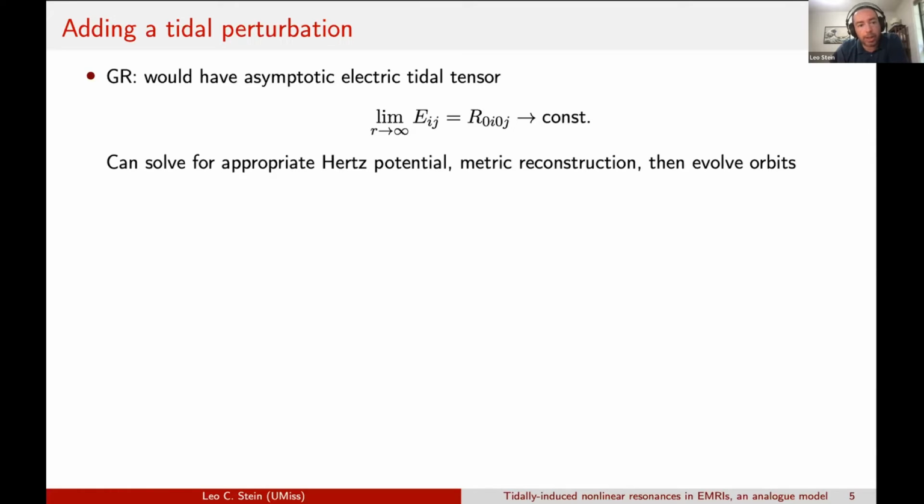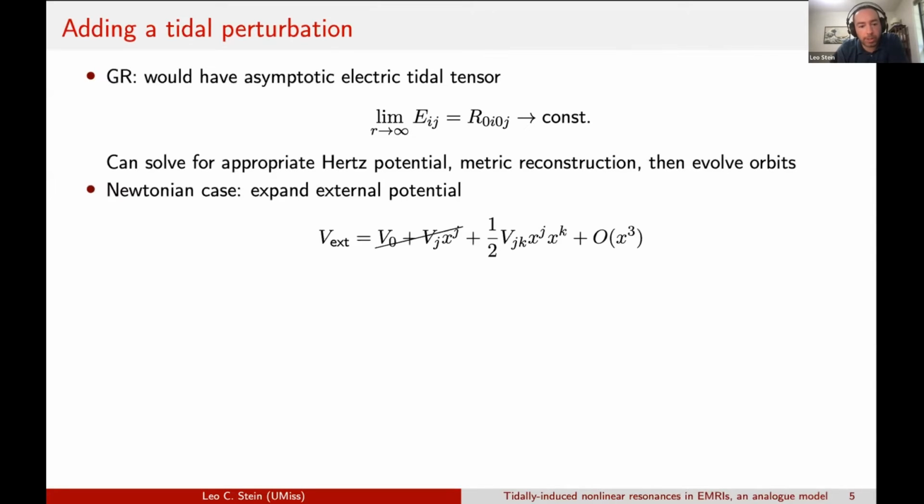Okay, and so what about adding a tidal perturbation? In GR, you would have some asymptotic value for the tidal tensor. And you can do the full thing in GR by finding a Hertz potential and then doing metric reconstruction. Then you would have a metric, and you would evolve an orbit in that perturbed metric. But we're not doing that. We're just doing the easy thing. So the Newtonian case, you would expand the potential of the external universe around the origin of coordinates. This constant doesn't matter. You go to the freely falling frame, so there's no linear bit, and then you just have a quadratic bit in separations.